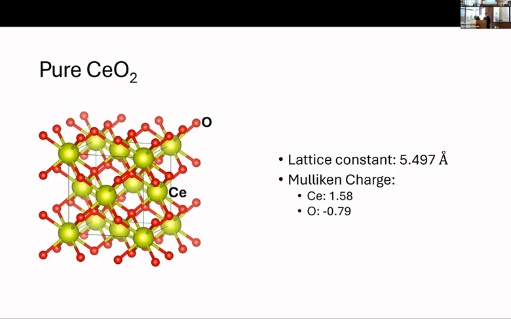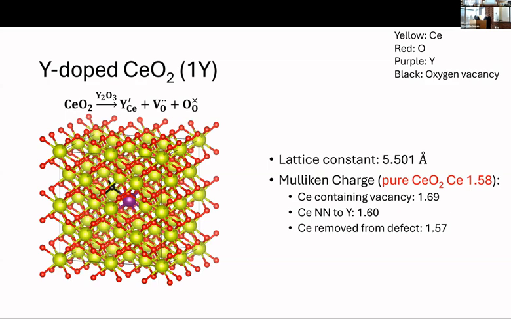So first consideration will be for yttrium doped ceria. And here I've written up in Kröger-Vink notation the reaction. You'll notice that I've introduced one yttrium dopant on the cerium site and then a single oxygen vacancy. And moving forward, I'm going to refer to this as 1Y.